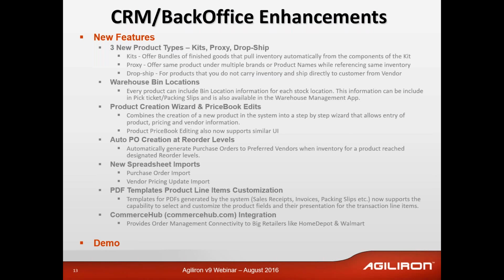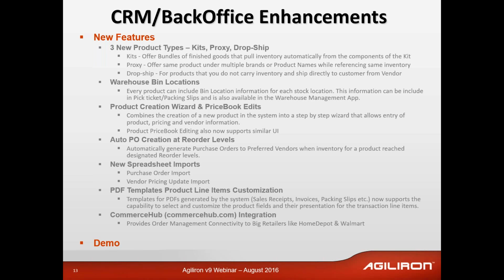Okay. And then the final piece here is the things on the back office. So we've added a lot of things on the back office as well in terms of new capabilities, and most of these were driven by customer requests and so on. So the first big one is 3 new product types. So we have kits, proxy products, and dropship products.